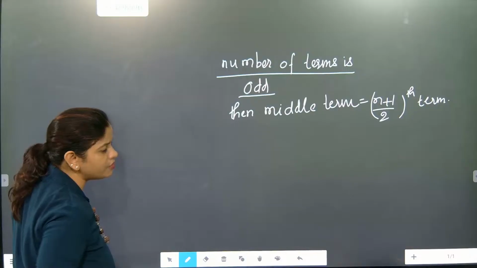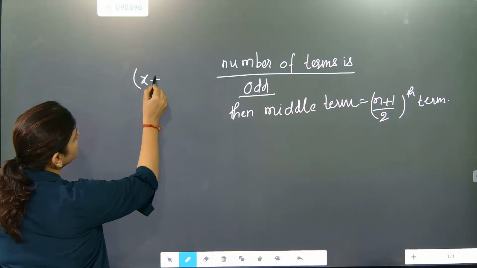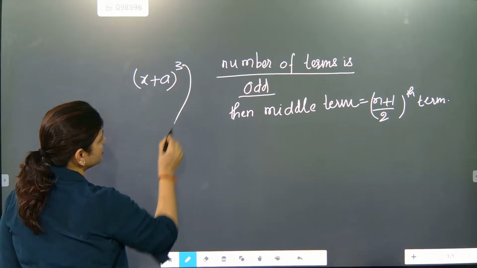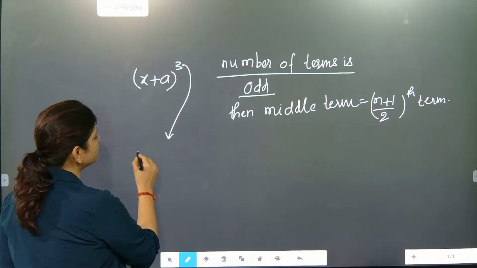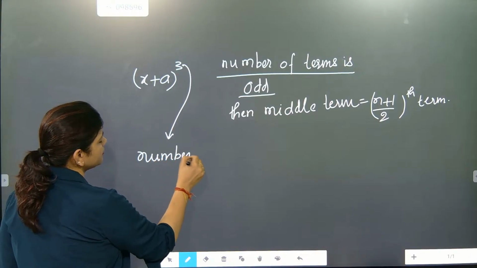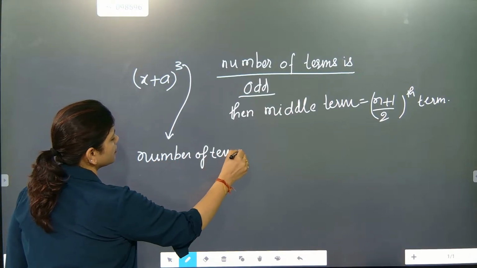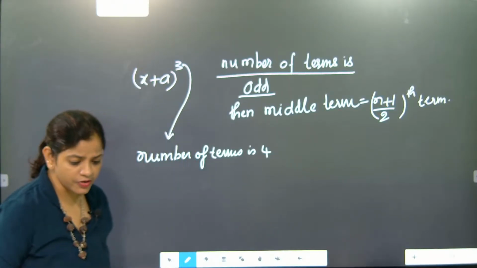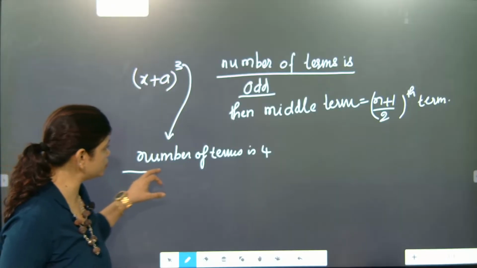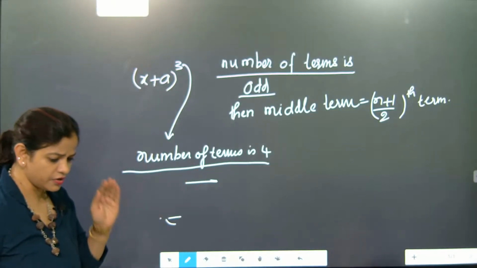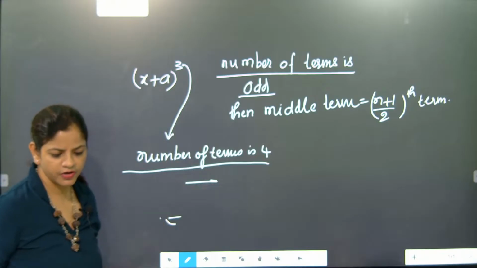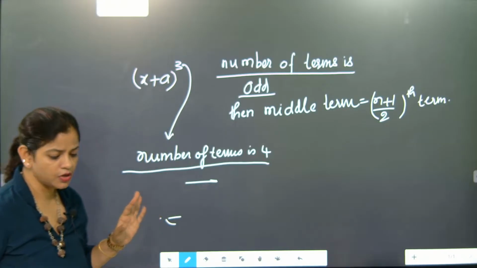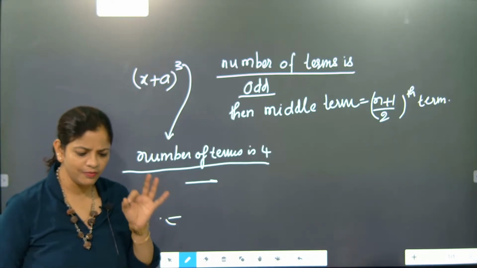Number of terms odd means, for example, x plus a to the power 3, where n is 3, n is odd. When n is odd, the number of terms will be even. The number of terms will become 4. This is the most important thing you must remember: don't confuse the degree with the number of terms. The number of terms will always be one more than the degree. Understood?